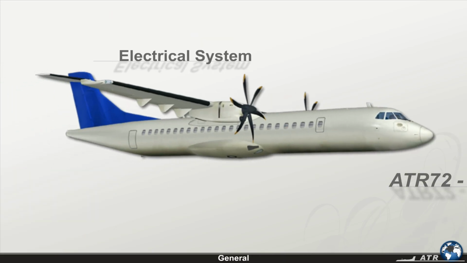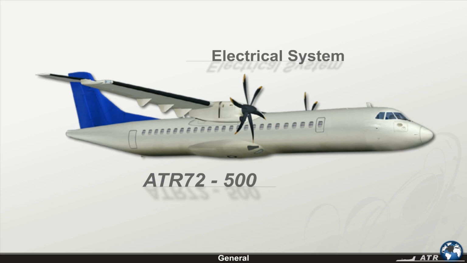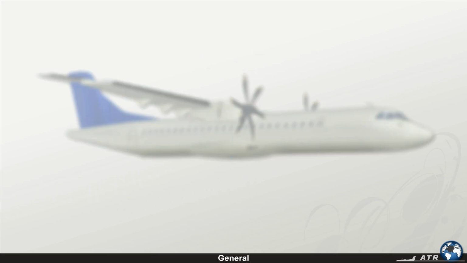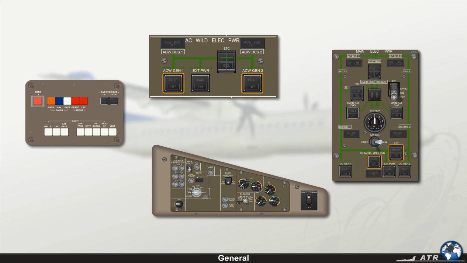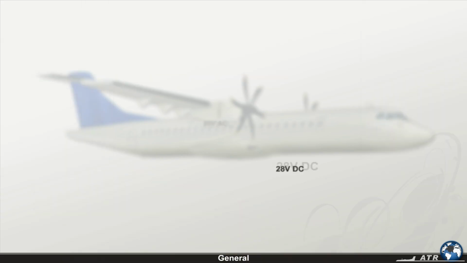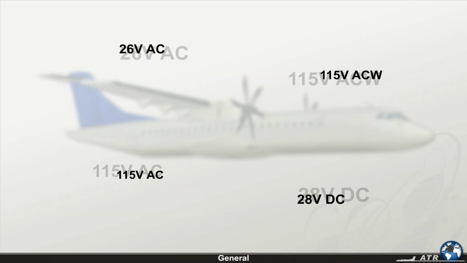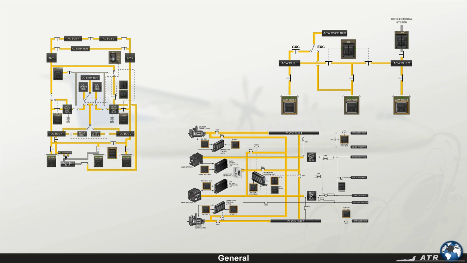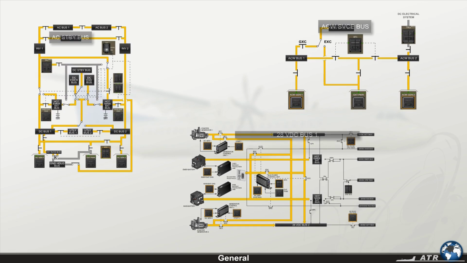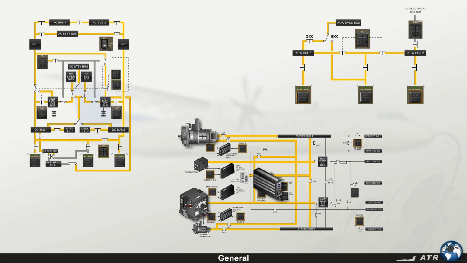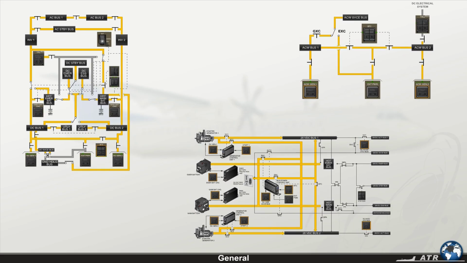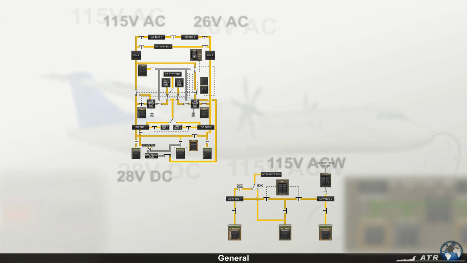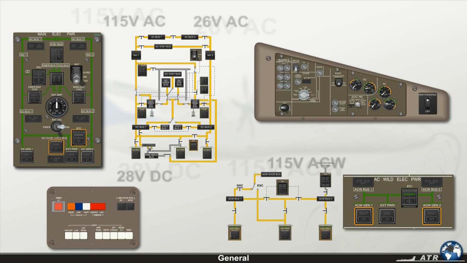To understand the electrical system, you have to look well beyond the surface. Several panels are provided for control and indication of the different voltages available. These voltages are distributed via buses to equipment operating in the background. Together, these panels and buses compose the electrical network.